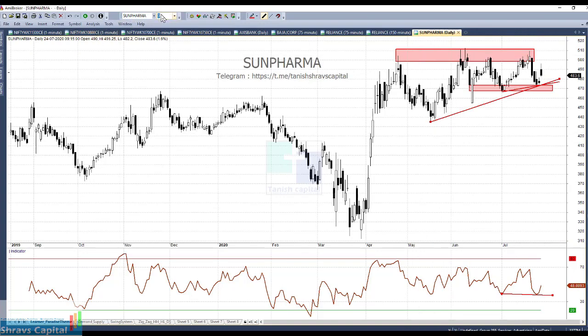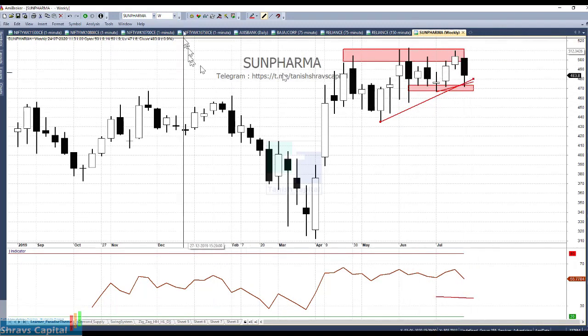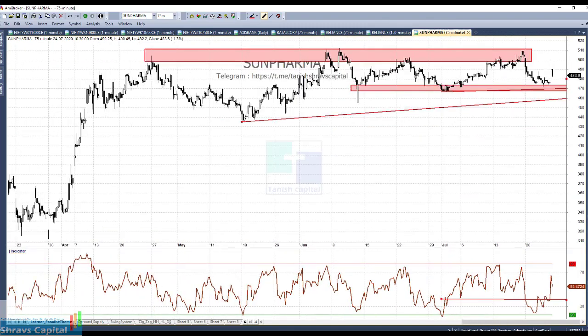So you can use weekly also if you want. This is also a weekly line, and if you want to go still further, you can use it as per this one. This is a 75 minutes chart. Generally for stocks I use the 75 minutes chart as a lower time frame, and for index I use 15 minutes. So if you just go and draw and see the result, then you can deploy whatever method you want.